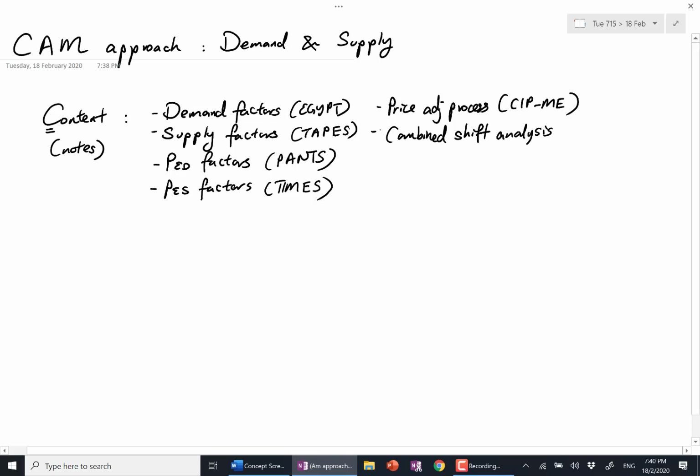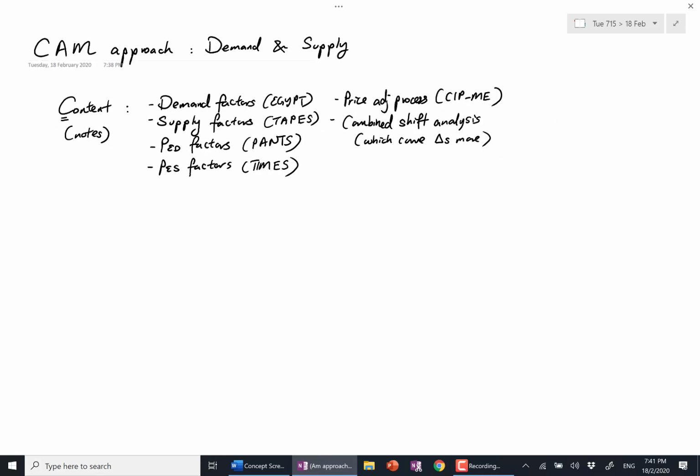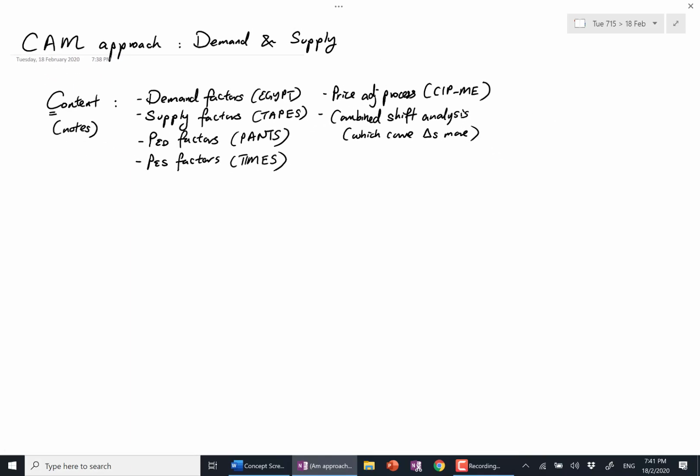Basically, if demand and supply both shift, you have to decide which curve changes more. If both curves are shifting, you try drawing it out. The impact on price or the impact on output will be quite ambiguous. So this is one side of the house, demand and supply. There's another side. We've not started on this.